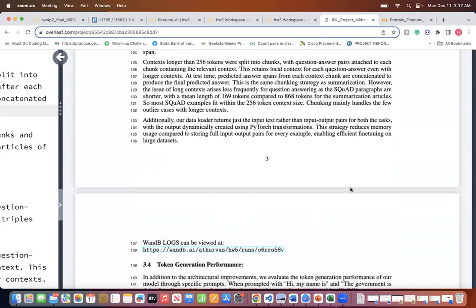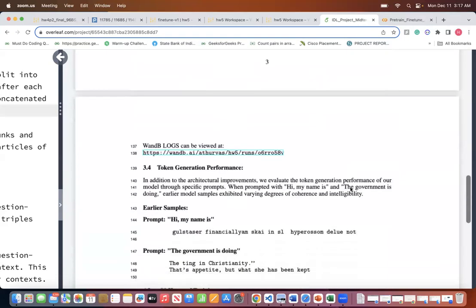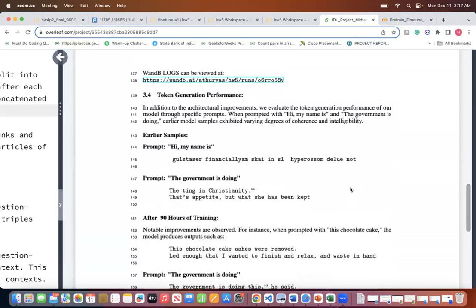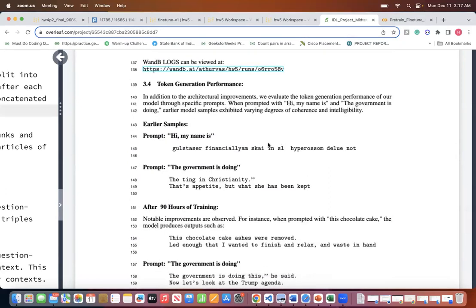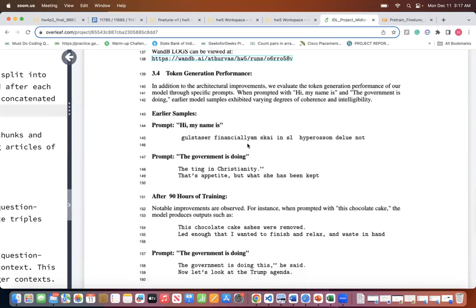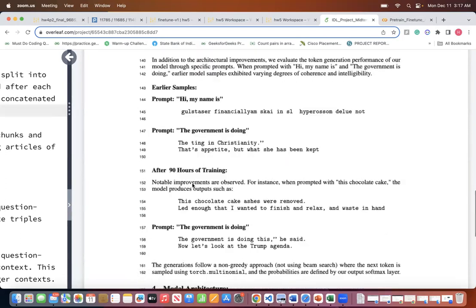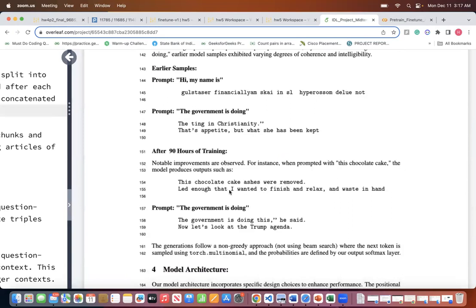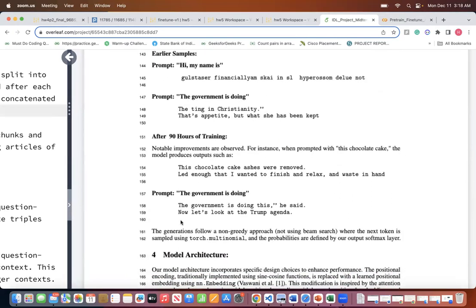These were some examples of the token generation performance after we pre-trained our model. The prompts were "Hi, my name is" and "The government is doing". In the earlier part of the pre-training, the samples were not very grammatically correct and not according to the topic. But after a good amount of training, we were getting grammatically correct sentences that were relevant to the topic.